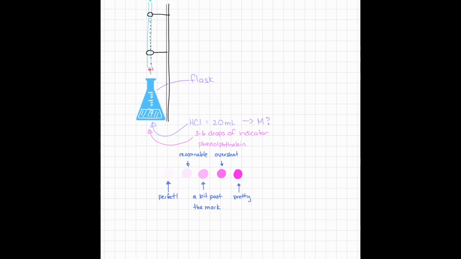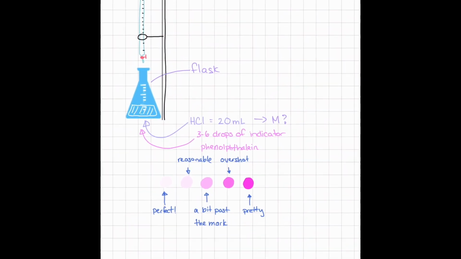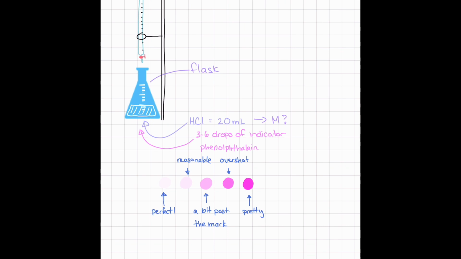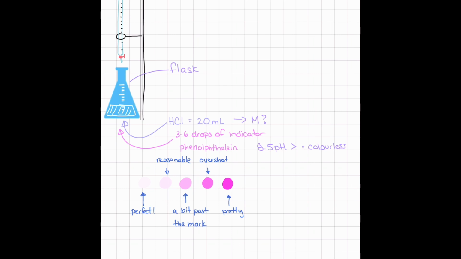So what else is going to be in this flask? Well, you want to use an indicator, a specific indicator that will change color at what you think the equivalence point will be. Phenolphthalein is a great indicator for this, because it is colorless below 8.5 pH, and anything above 9 pH, it's going to have a really nice magenta color.